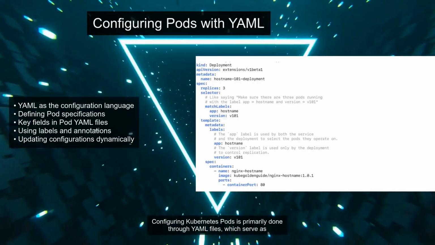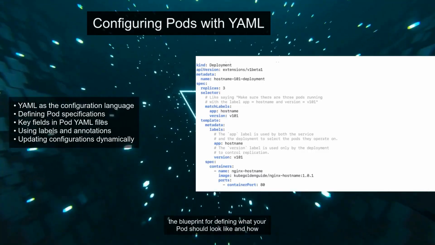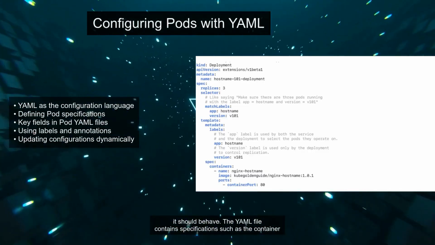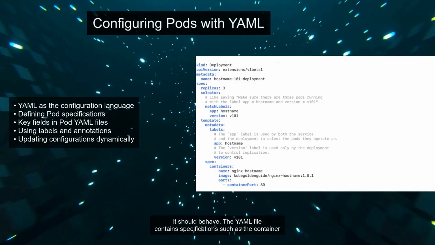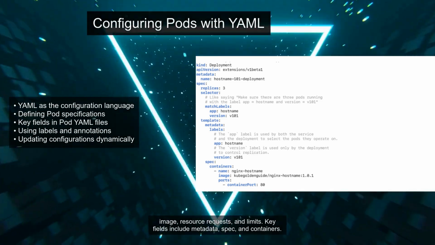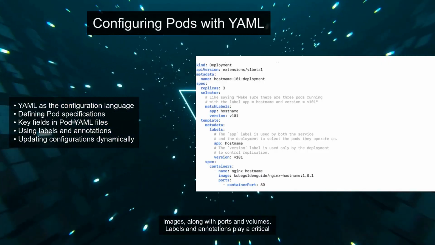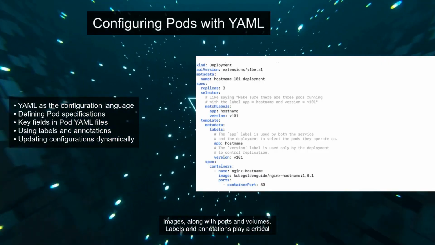Configuring Kubernetes pods is primarily done through YAML files, which serve as the blueprint for defining what your pod should look like and how it should behave. The YAML file contains specifications such as the container image, resource requests, and limits. Key fields include metadata, spec, and containers. Within the spec section, you specify details such as container names and images, along with ports and volumes.